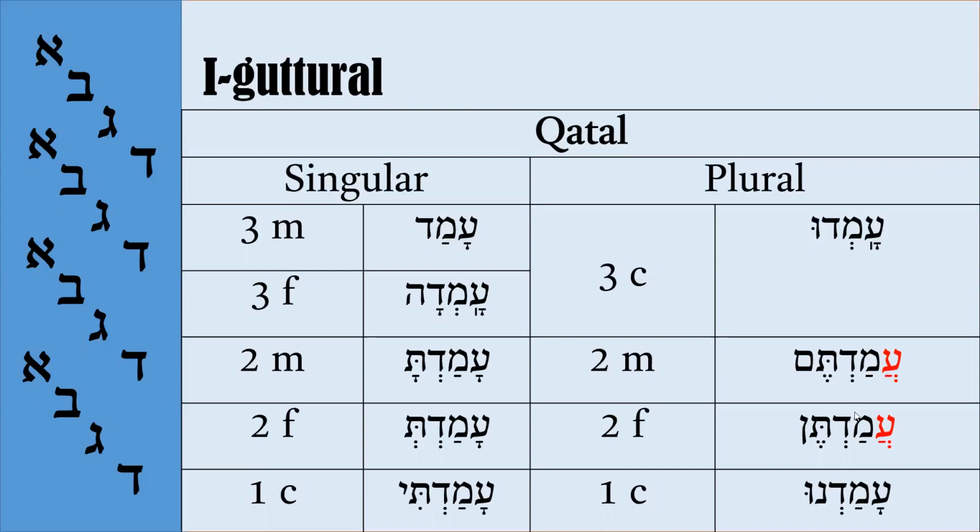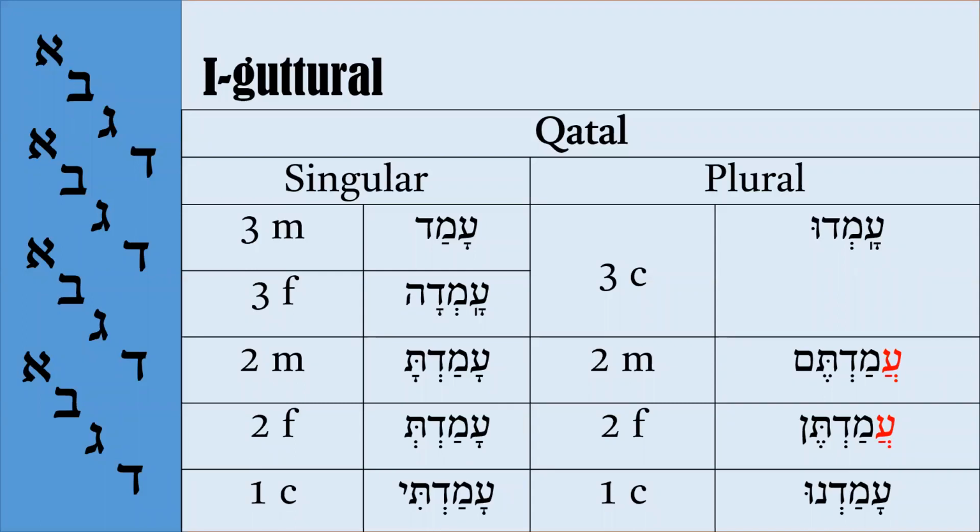Amadtem, amadten. In all other cases, there are no other changes in this paradigm. So you can see it is just a minor thing, and it's very understandable. If you have a first guttural, it cannot take sheva. That is why sheva is substituted with the compound sheva. Most probably it will be chatef patach. So this is the only problem with this conjugation, the katal conjugation, for the first guttural.